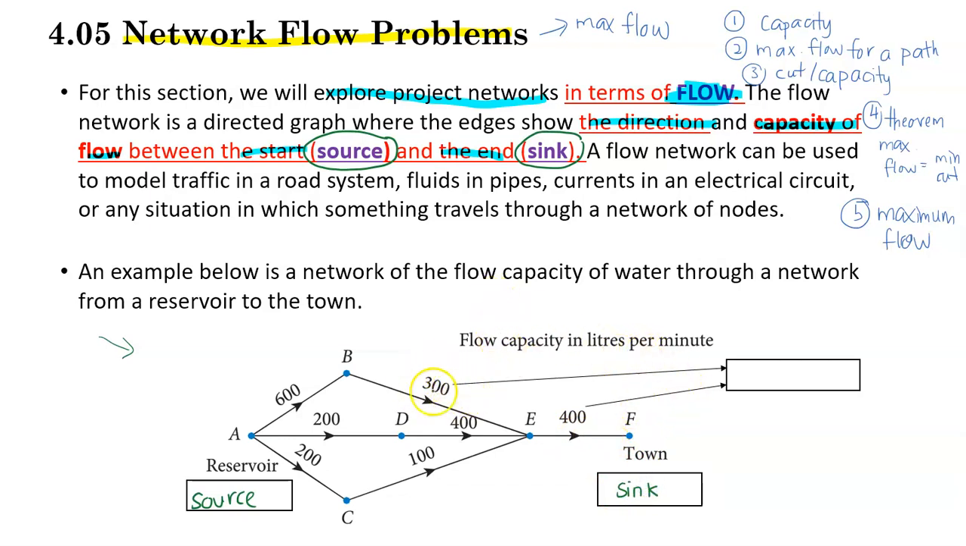And what do these values represent? All these numbers, 300, 400, 400, are the flow capacity in liters per minute. That means they represent the capacity value. So what is a capacity here?